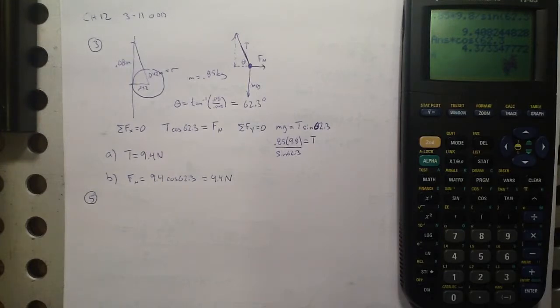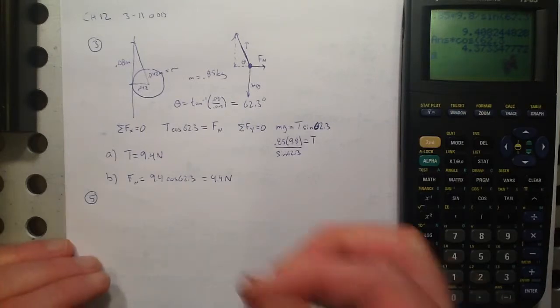Number 5. A rope of negligible mass is stretched horizontally between two supports that are 3.44 meters apart. An object of weight 3,160 newtons is hung at the center of the rope. The rope is observed to sag by 35 centimeters. What's the tension in the rope?